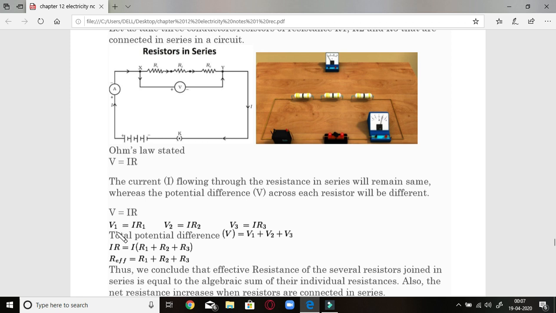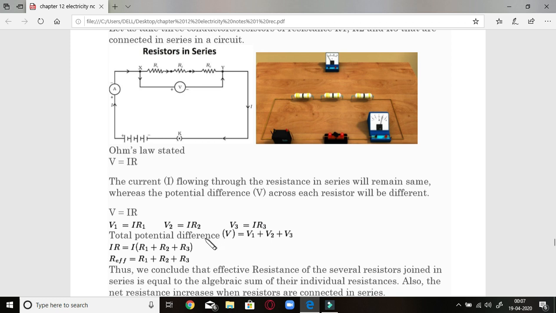So in that case V1 will be equal to IR1. Okay, for the first resistor V1 will be equal to IR1 since I is same, V2 is equal to IR2, and V3 is equal to IR3 for the third resistor.